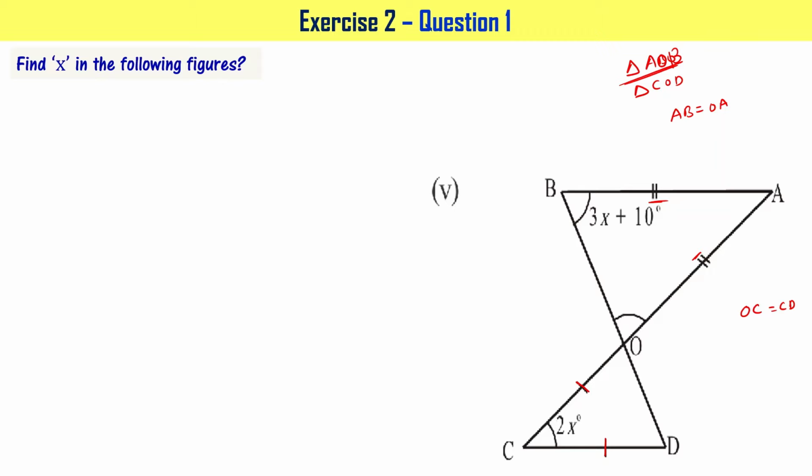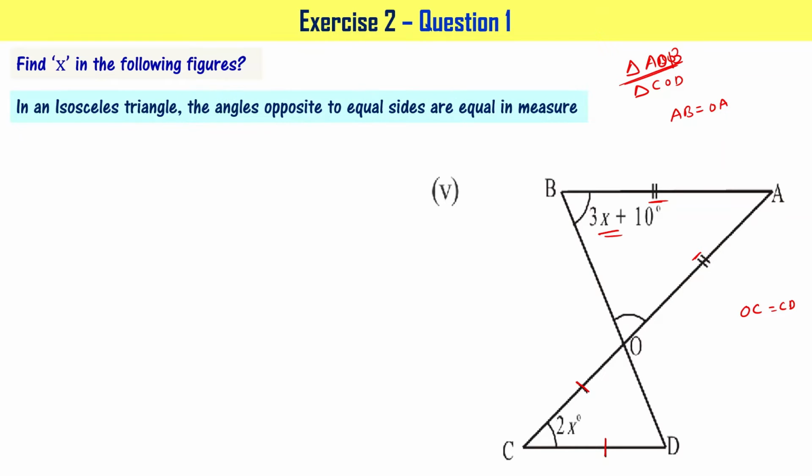You have many unknowns here to solve. Finally, to get x, we have to systematically do this problem. We know that in an isosceles triangle, the angles opposite to equal sides are equal in measure, right? Let me consider this. This is one side, the angle opposite to that is 3x plus 7. This is another side, the angle opposite to that is unknown, right? But since these two are equal, let me say that this particular angle is 3x plus 10.